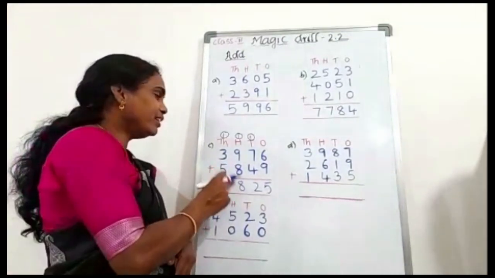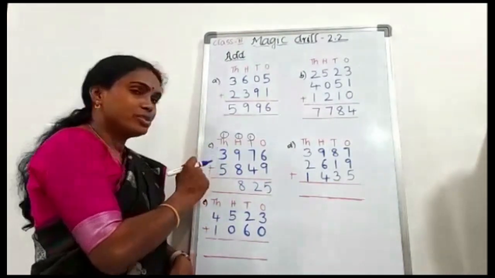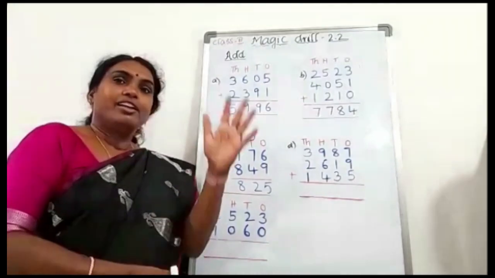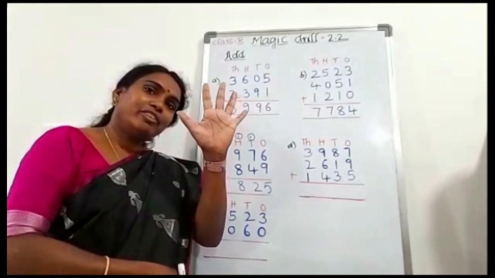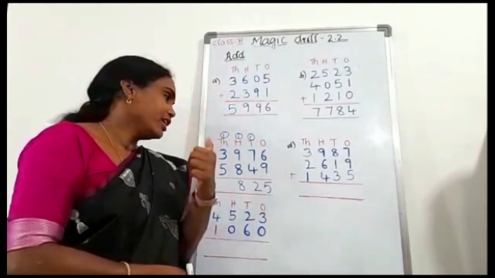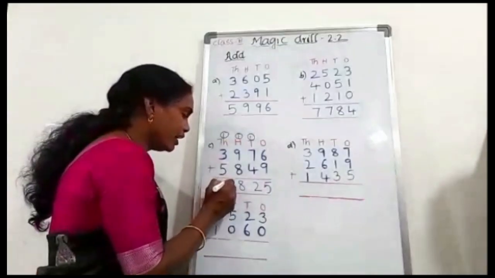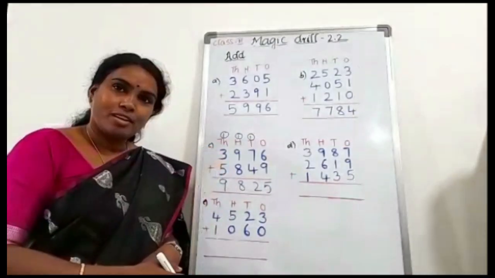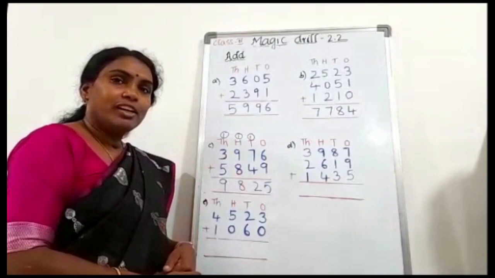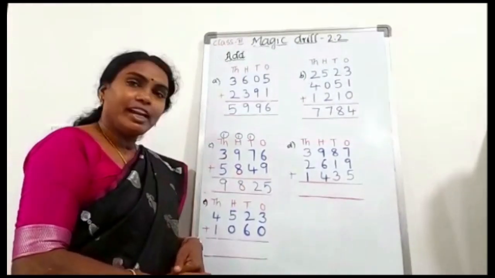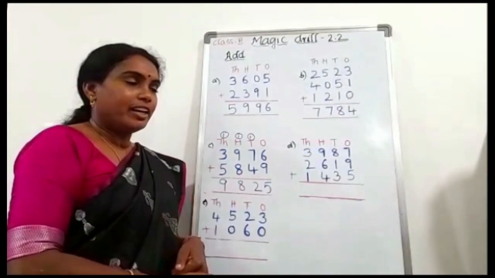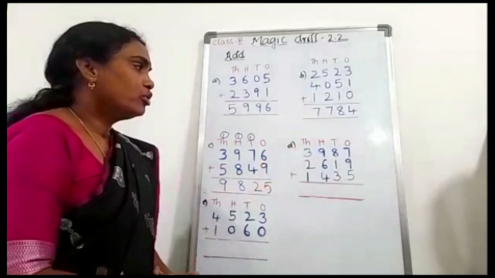Okay. Then we add the thousands column. In the thousands column there are 3 and 5. 3 plus 5 is 8. 8 plus 1 is 9. Okay children. What is the total? 9,825. Okay. Then we go to the fourth problem.